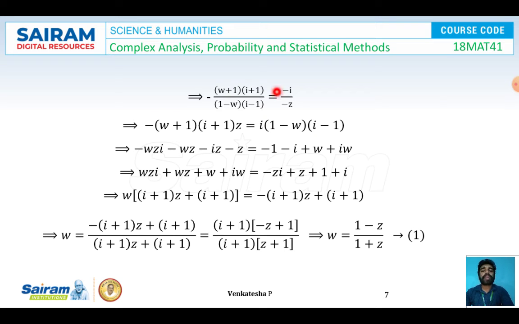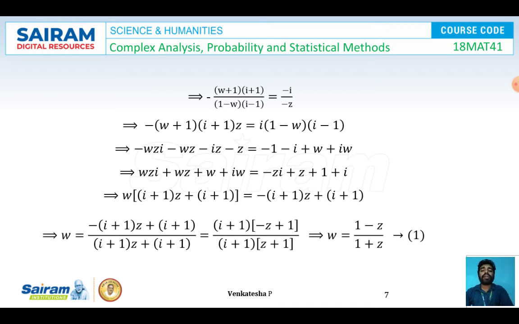So I can cancel the minus sign here, shifting this (1 minus w) into (i minus 1) to the RHS and shifting this z to the LHS. I got the equation minus of (w plus 1) into (i plus 1) into z is equal to i into (1 minus w) into (i minus 1). So here multiplying all these three terms and here multiplying all these three terms, we got the equation minus wzi minus wz minus iz minus z is equal to minus 1 minus i plus w plus iw.